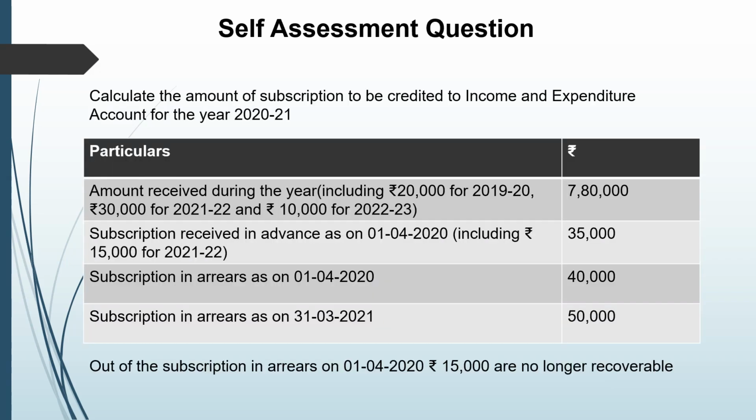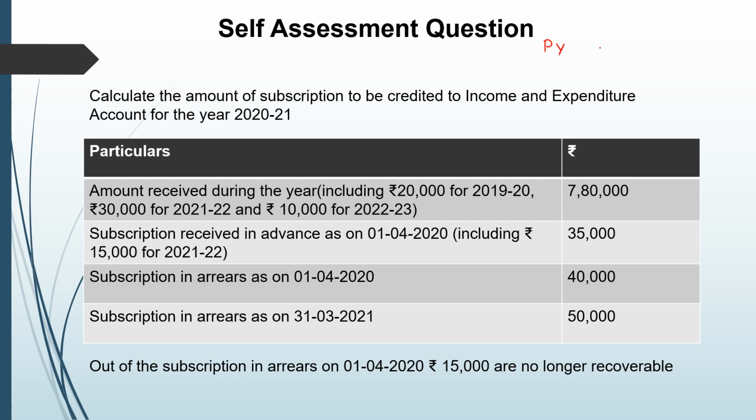The question was, we had to calculate the amount of subscription to be credited to income and expenditure account for the year 2020-21. The amount which was given was the amount received during the year, a total of 7 lakh 80,000. Out of that, 20,000 related to the previous year.